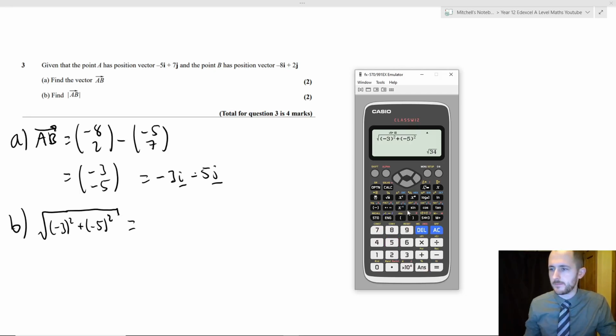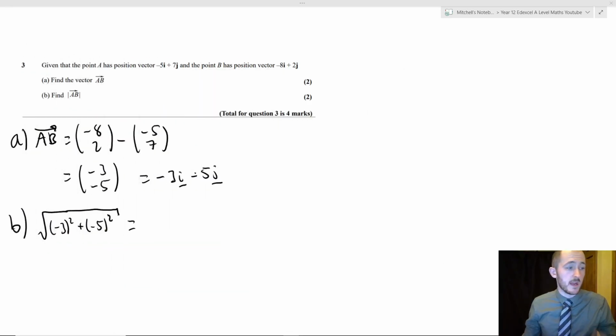There we go. That makes more sense. Root 34. And again, in the exam, in mechanics as well, so mechanics and pure, this comes up, you can leave your answer in terms of surds. You don't really have to round these. Okay.